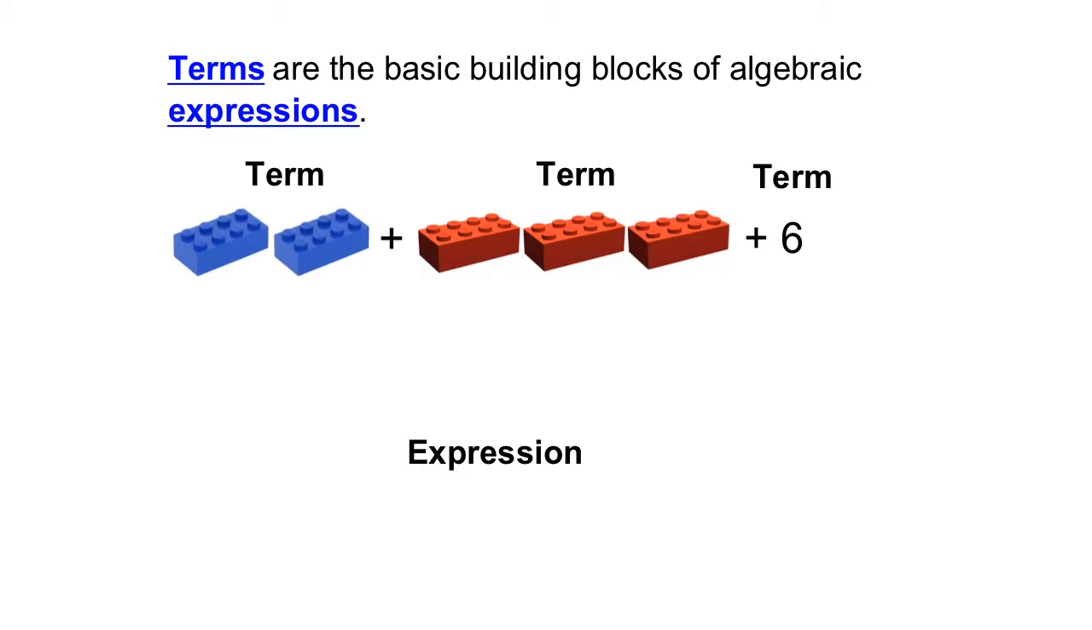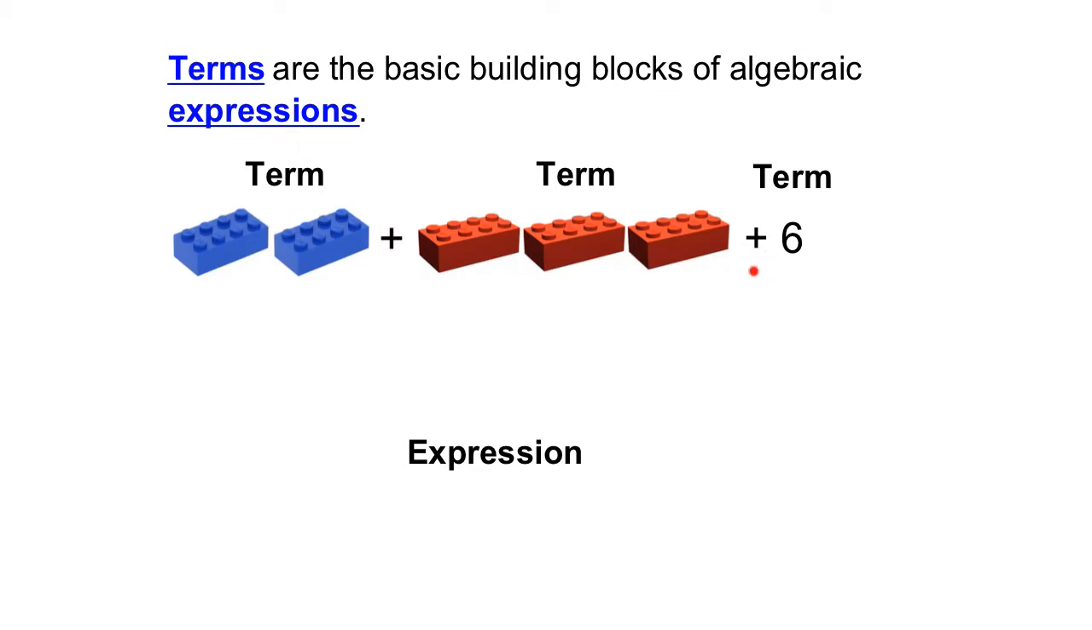When we're dealing with algebra, I'll use the words term and expression, and technically they mean different things. Terms are the basic building blocks of algebraic expressions. So here I have a little image for you. Here we have a term, and a term. There are 3 terms in this expression. So the whole thing is the expression. Each part is a term.